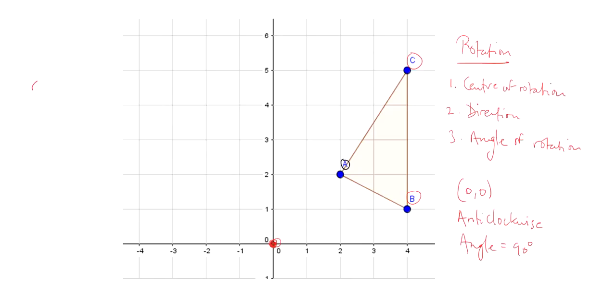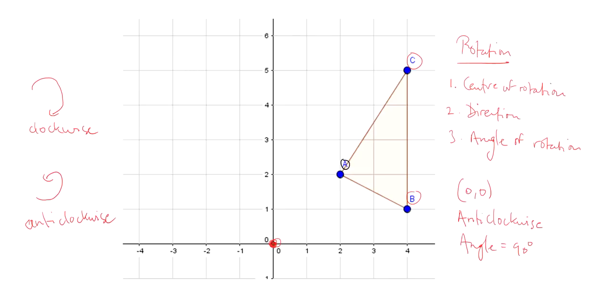Now clockwise means we are moving this way, so this is clockwise, and if we are moving this way, this is anti-clockwise. Right, this may seem trivial, but some students confuse this. So if we move in the direction in which a normal clock moves, we say it is clockwise. And if we are going against the clock, it's called anti-clockwise.